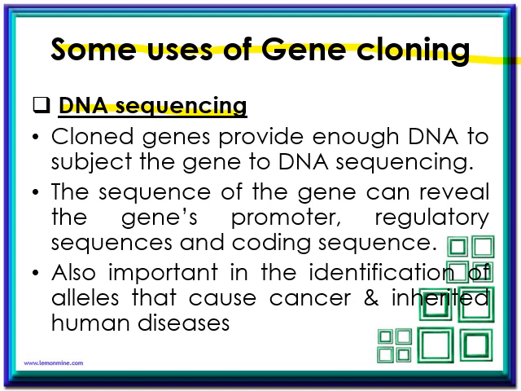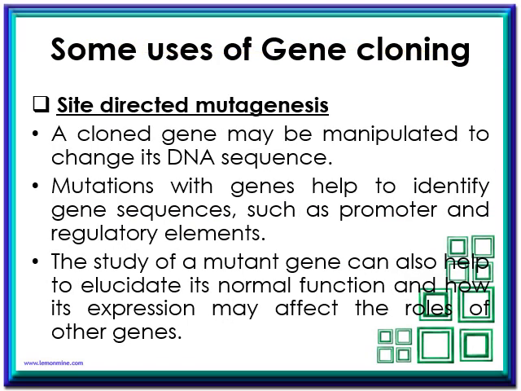First, we have DNA sequencing. So cloned genes provide enough DNA to subject the gene to DNA sequencing. The sequence of the gene can reveal the gene's promoter, regulatory sequences, and coding sequence. It is also important in the identification of alleles that cause cancer and inherited human disorders.